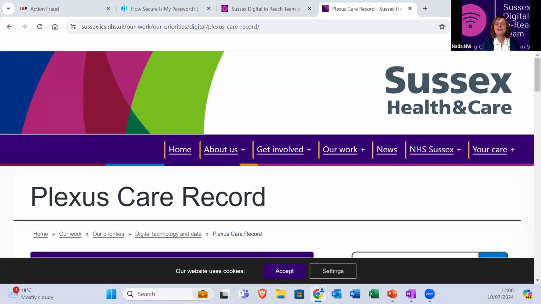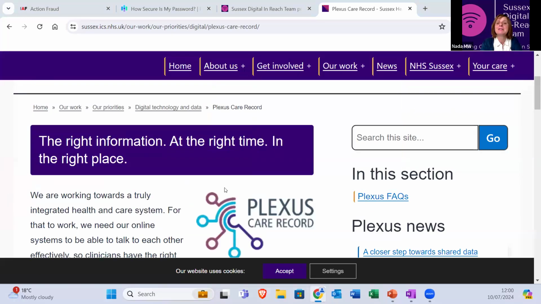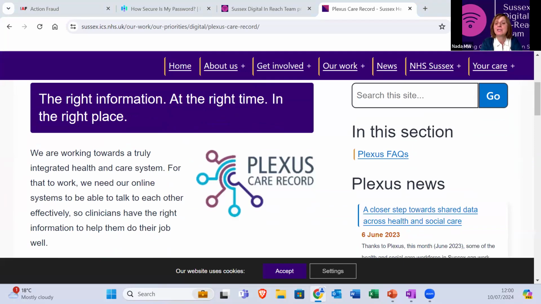Yes, shared record. So basically, the Sussex NHS Trust is looking for 200 care homes to implement Plexus. It is care homes to start with, but it will be expanded to all other care providers in Sussex. So what this means in practice for you is that you will be able to have access to patient information, which you can look at the moment with Plexus.